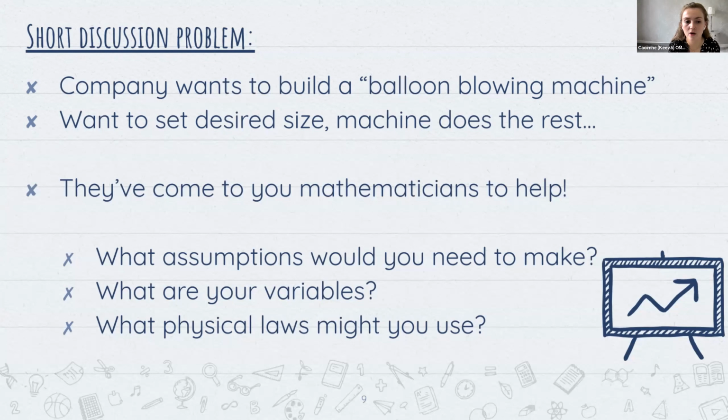Just before you go, what assumptions would you need to make for your model? What are your variables and what physical laws might you use? I want to emphasize that we're not asking you to write down a model right now. You've only got a couple of minutes. Same way we've done for the other problems, think about your assumptions, your variables, what the laws might be, and what the important things are that your model would need if you were going to make it. Then maybe one person from your group can be ready to share, in less than a minute, some of the ideas your group talked about when we come back.